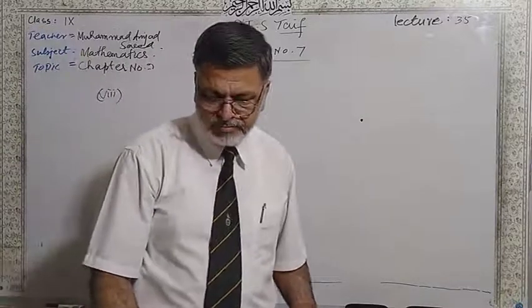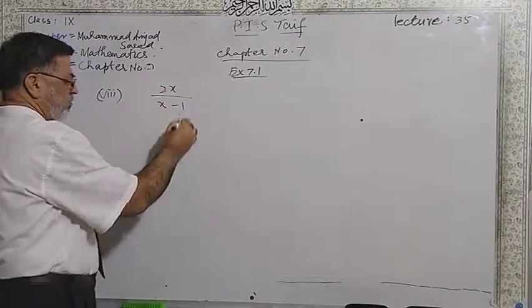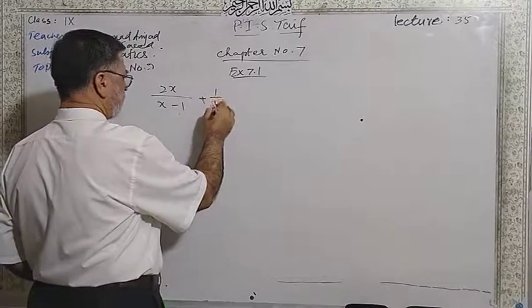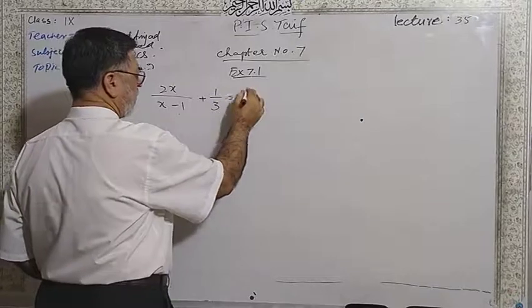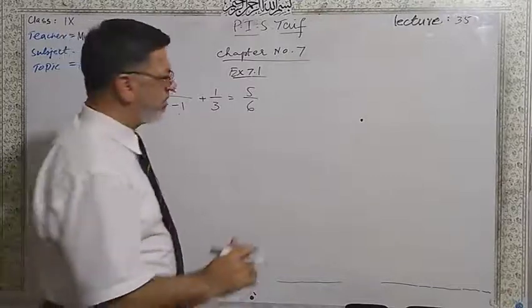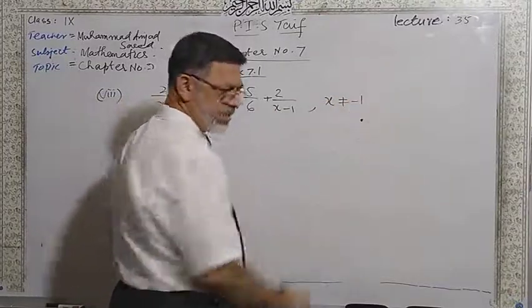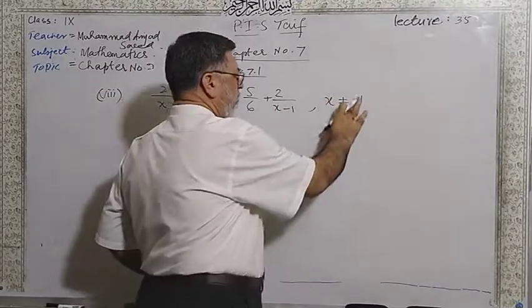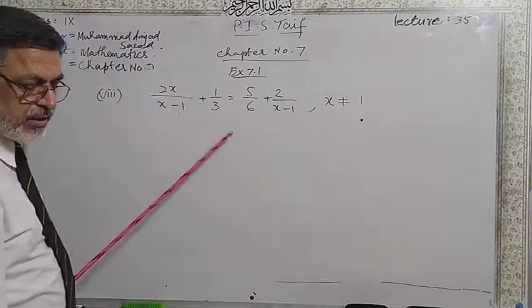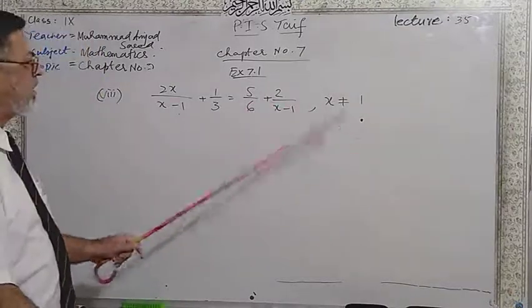Part number 8. 2x over x minus 1 plus 1 over 3 is equal to 5 over 6 plus 2 over x minus 1. And x is not equal to 1. 2x over x minus 1 plus 1 over 3 is equal to 5 over 6 plus 2 over x minus 1. x not equal to 1.